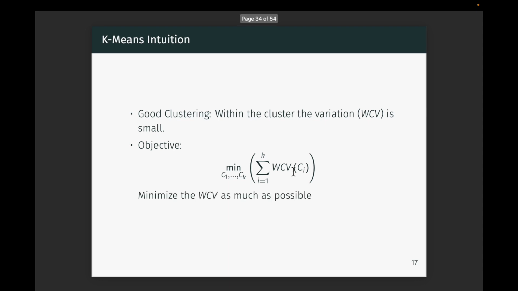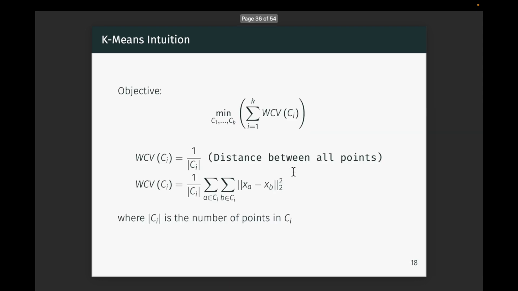Yeah. So essentially, you can say something like within cluster variation for a cluster Ci is 1 over the number of points in the cluster Ci, times the distance between all the pairs of points. The distance between all the pairs of points we can write as xa minus xb, which is summed over all pairs of a's and b's in the data set. Right? So this would give you how close different points are within the cluster.